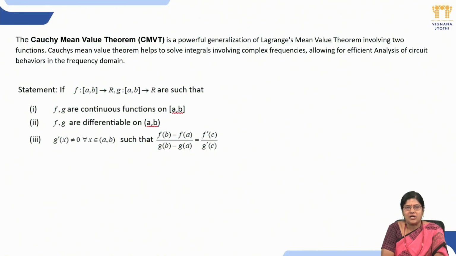frequency domain. The statement of Cauchy's mean value theorem is: if f from [a, b] to R and g from [a, b] to R are such that f, g are continuous functions on the closed interval [a, b], f, g are differentiable functions on the open interval (a, b), and g dash of x is not equal to 0 for all x belonging to (a, b), then there exists c such that (f of b minus f of a) by (g of b minus g of a) is equal to f dash c by g dash c. This is the statement of Cauchy's mean value theorem.